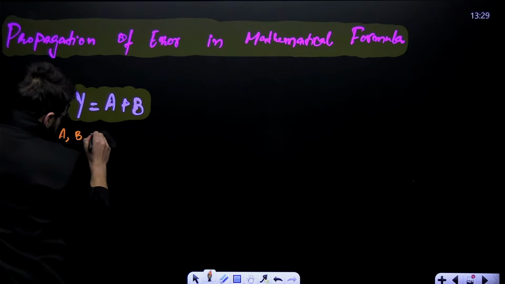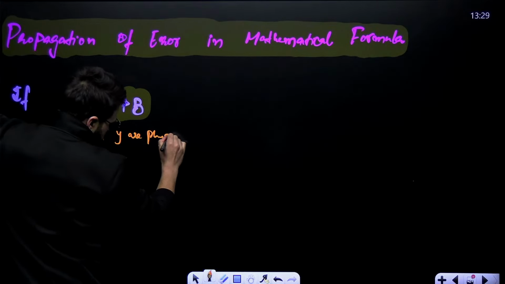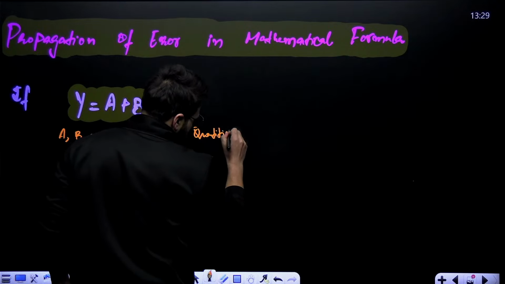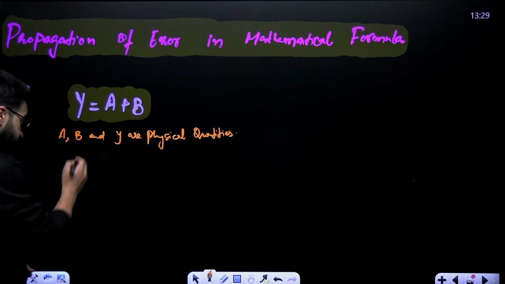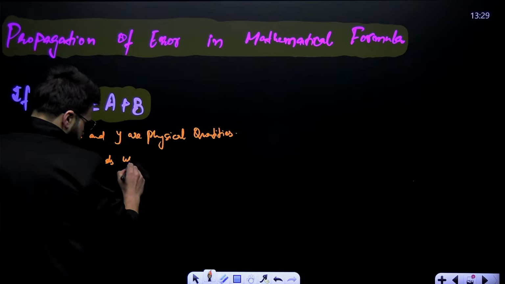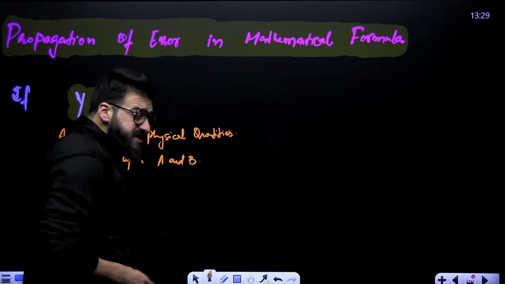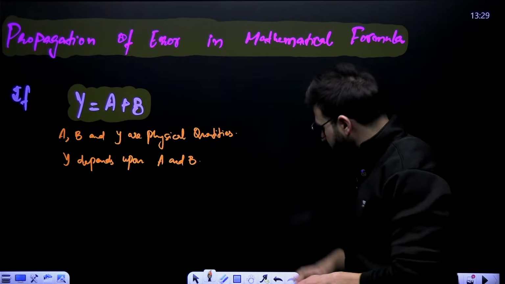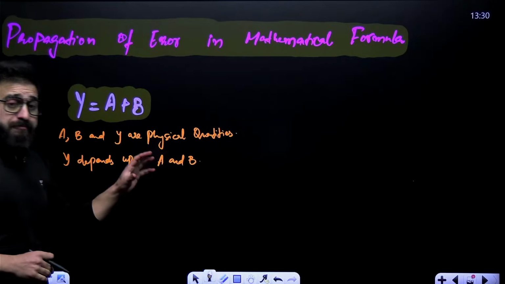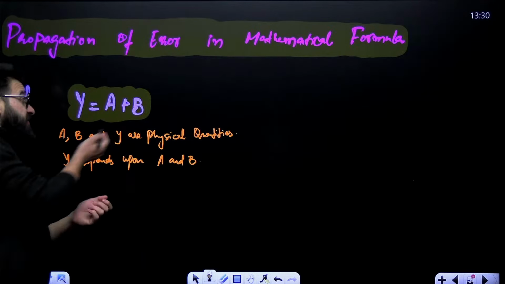a, b, and y are physical quantities. And in this particular case, y depends upon a and b. y is a physical quantity which depends upon a and b. Now guys, can I say if we get the error in a, and if we get the error in b, we will get the error in y.